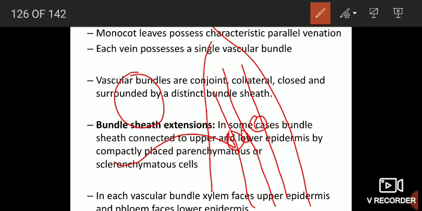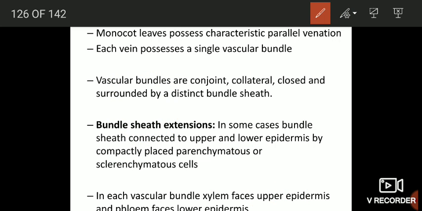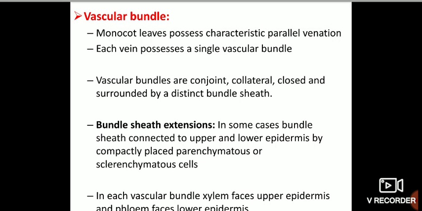Say for example, this is a vascular bundle of monocot leaf. This vascular bundle is surrounded by a layer of cells which forms the bundle sheath. Now the bundle sheath extensions. What are bundle sheath extensions? In many cases, bundle sheath is connected to upper and lower epidermis by compactly placed parenchymatous or sclerenchymatous cells. You will see it on the next slide. And in each vascular bundle, xylem faces upper epidermis and phloem faces lower epidermis.